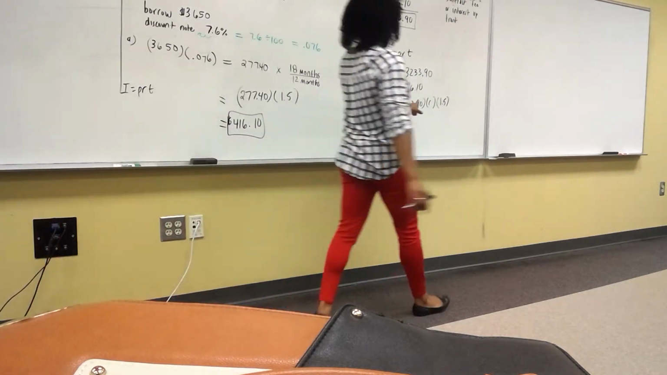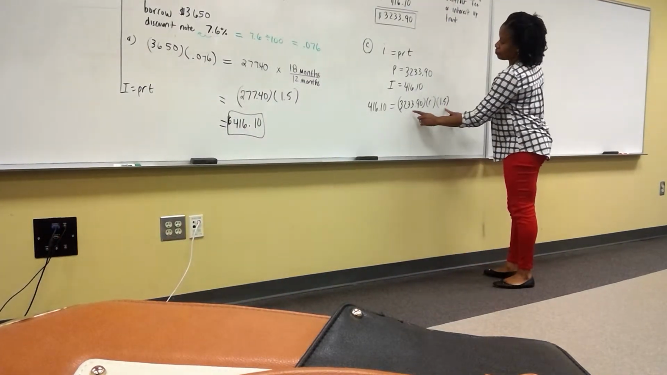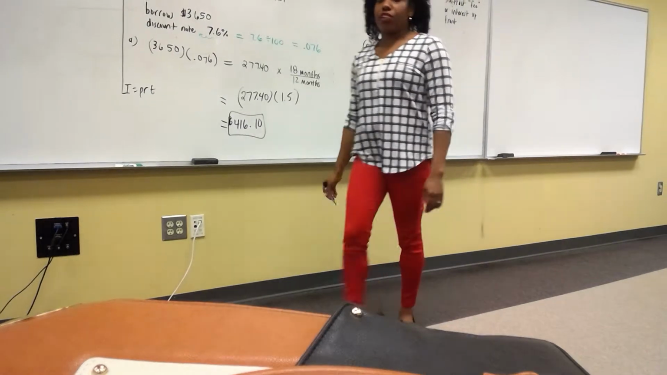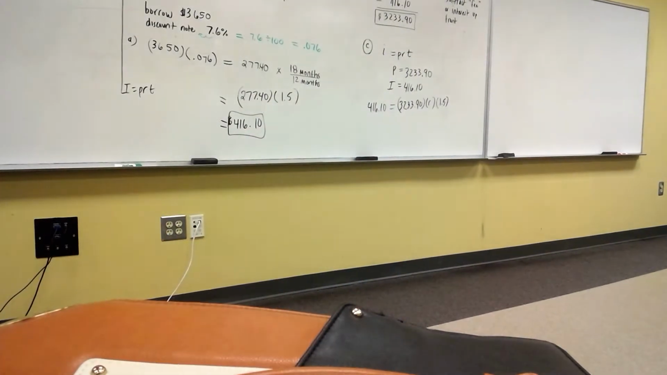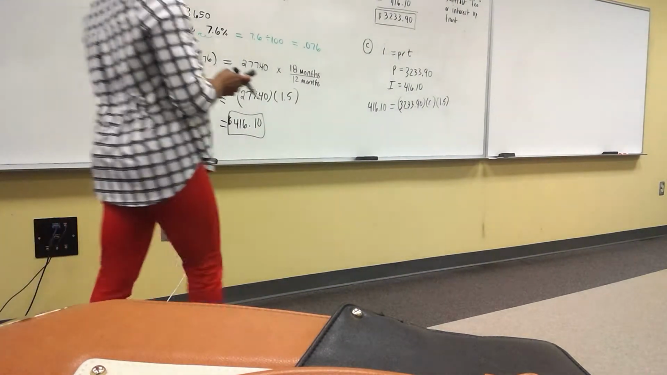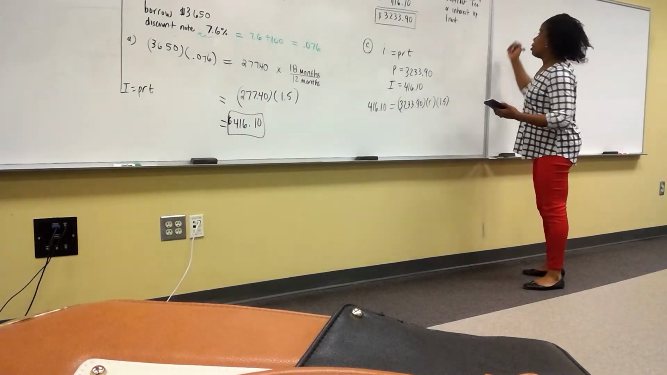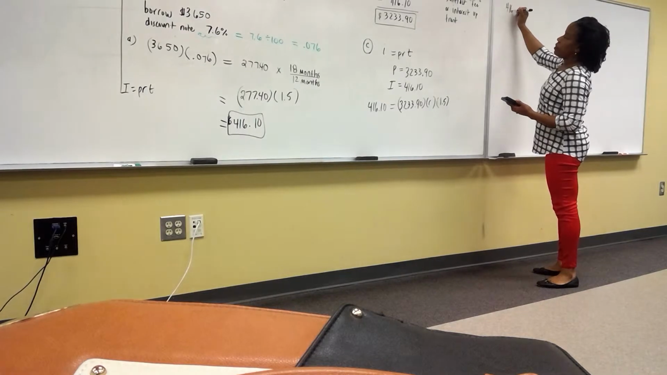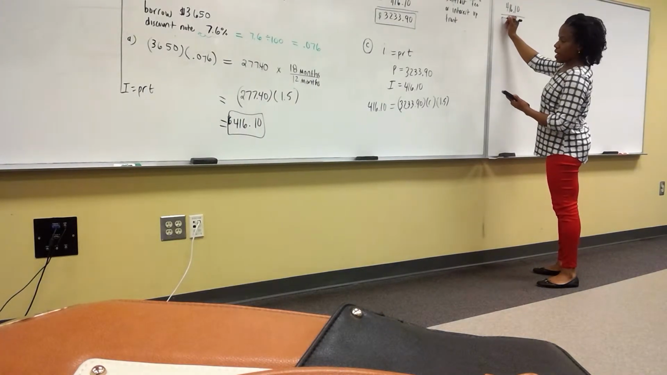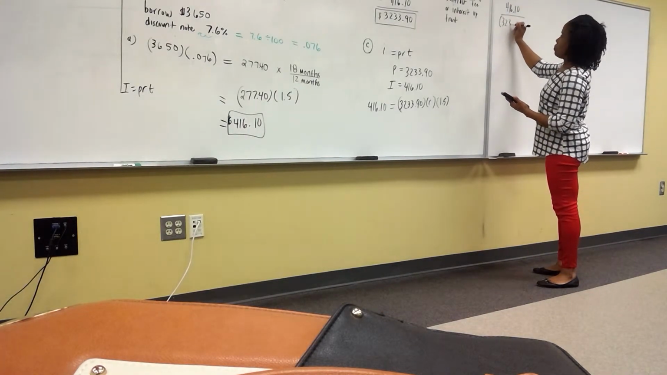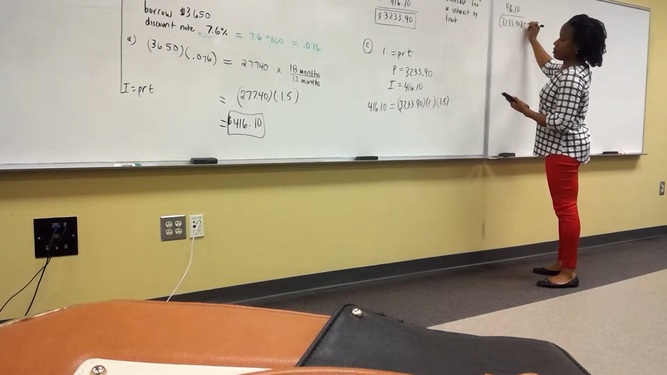Okay. So go ahead and multiply $3,233.90 by 1.5, and then take that answer and divide $416.10 by it. So in other words, we have 416.10 divided by $3,233.90 times 1.5.